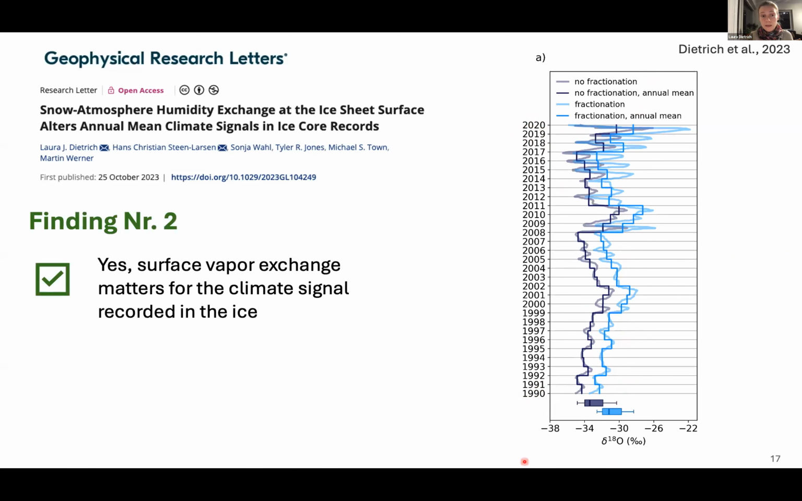So the result from this paper is, yes, the surface vapor exchange also matters for climatic timescales. So it will imprint basically a climate signal into ice core records.